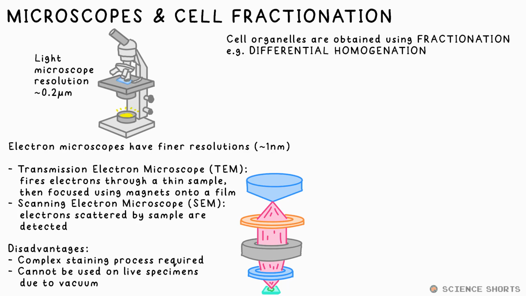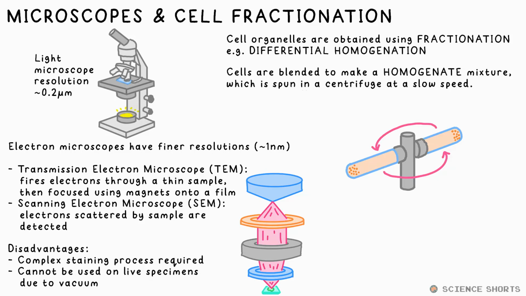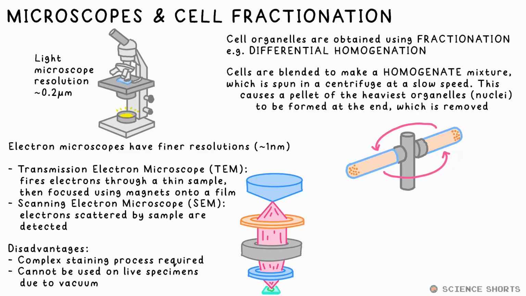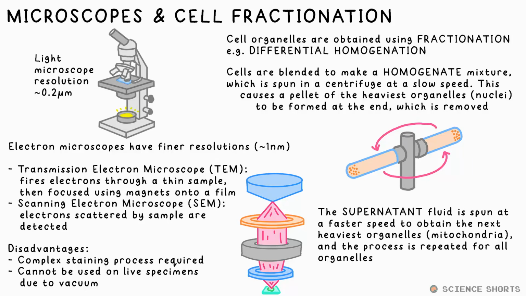In order to determine what organelles there are in a cell, we need to separate them out by cell fractionation. One way is differential homogenation. The cells are blended to make a homogenate, then spun in a centrifuge at a slow speed. The heaviest organelles bunch up at the end as a pellet, usually nuclei first. This is then removed. Leftover fluid, called the supernatant, is put in the centrifuge again and spun faster. The next heaviest organelles are separated, usually mitochondria, and then the process is repeated for all the different organelles.